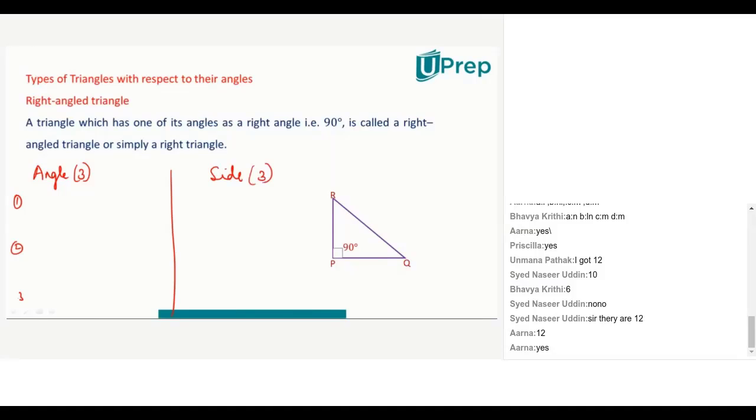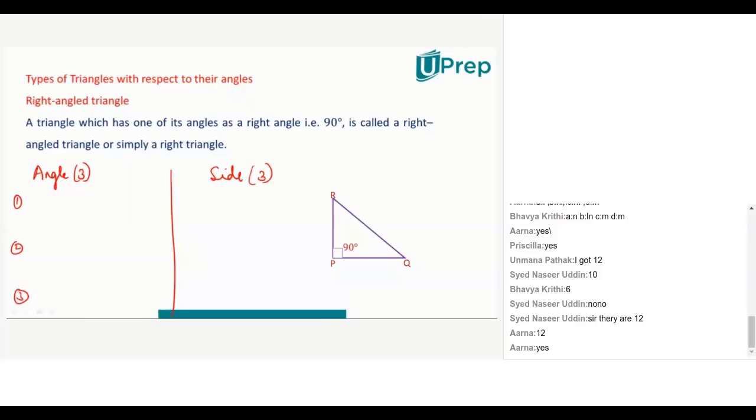Who can tell me the three triangles that I can name on the basis of angle? Right angle triangle, obtuse angle triangle, and acute angle triangle. Correct. We learned these three angles in the previous session of lines and angles. Now, what about sides? Who can tell me the three triangles on the basis of sides? When I say sides, I'm talking about the length of the sticks. Scalene triangle, isosceles triangle, and equilateral triangle. Beautiful.